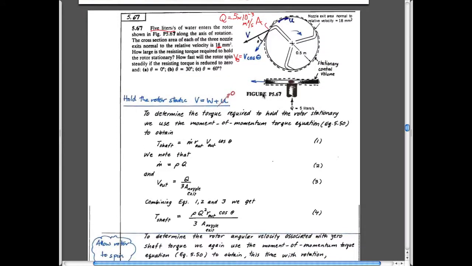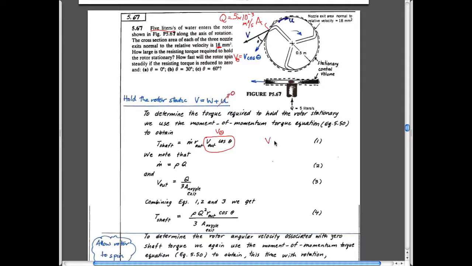End member 1. Clamp the unit so it can't twist, and then calculate what the torque is that you have to apply to keep it there. This is the expression here: mass flow rate, the radius, the velocity, v theta. And so we know the velocity coming out here because we know the volume flow rate and we know the cross-sectional area. So what's the velocity?